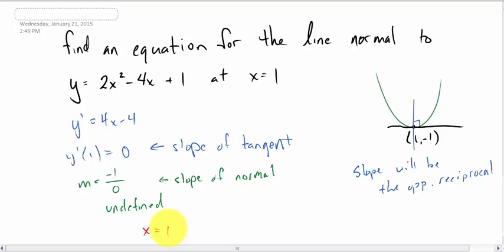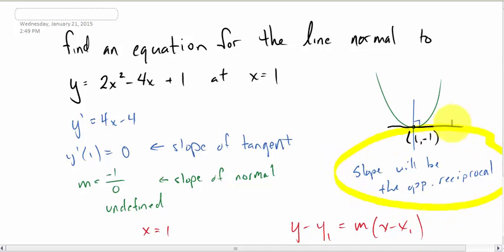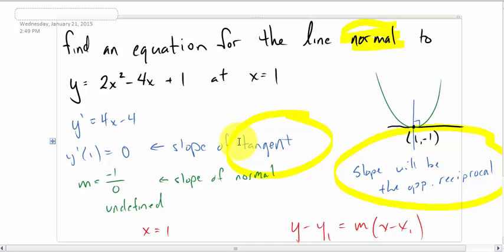Again, if this was a horizontal line or any other line besides a vertical, I would be using my point slope form to get the equation. The thing to remember, the thing that you might be a little rusty with, is this part right here. When we're finding the normal, the slope will always be the opposite reciprocal of the tangent line. So this is where I leave you. You have a couple examples now of what we can do with the derivative.